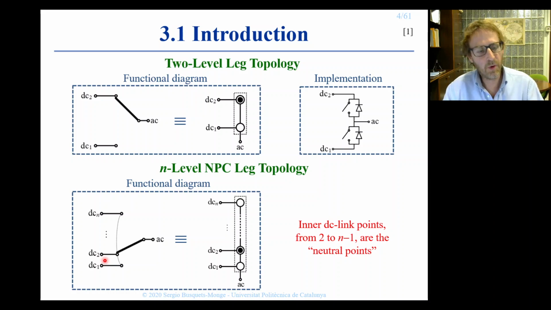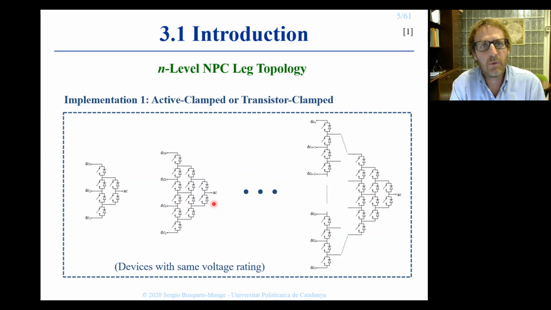These inner DC link points are known as the neutral points, and that is why we call this topology the NPC, the neutral point clamp, because we can clamp or connect the AC terminal to these neutral points. How can we implement this neutral point clamp leg? We have several options. The first one is to use a single switch with anti-parallel diode and use this type of pyramidal connection.